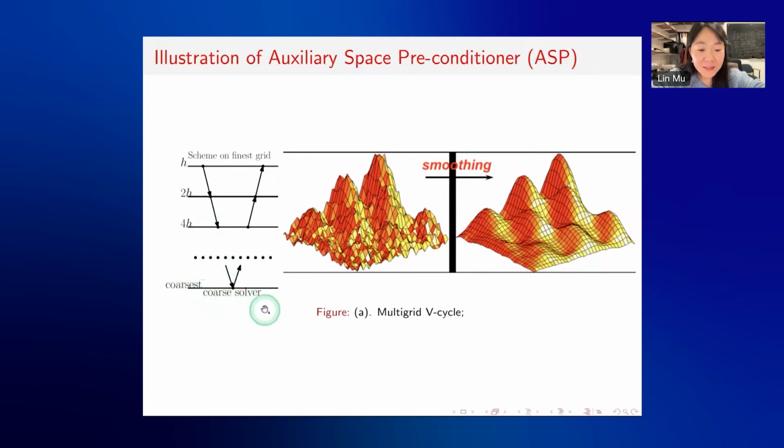At some level, our computer can handle the direct solver. So we will perform the direct solver at the coarse level, then go up and down to solve our original problem. The step for going up and down is the smoother. The smoother is to smooth out the high frequency in the residual error. Okay, so this is the classical multigrid V-cycle method.